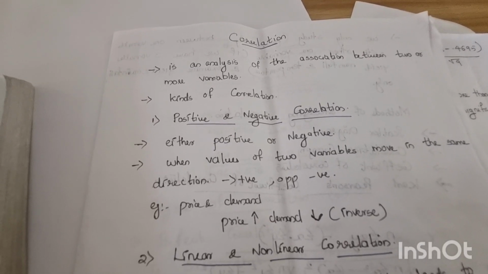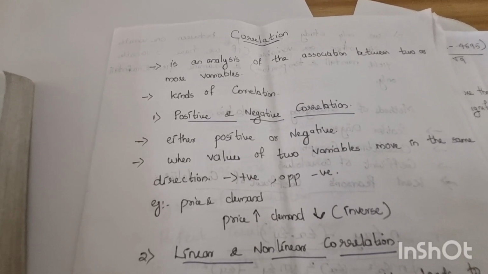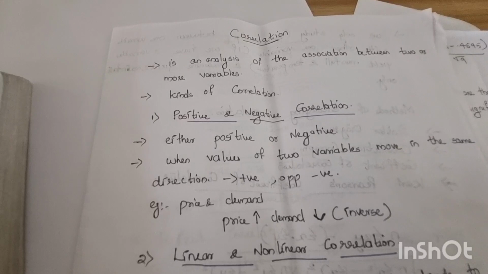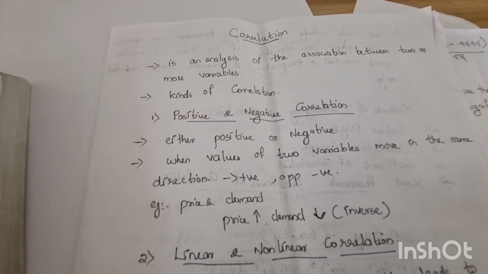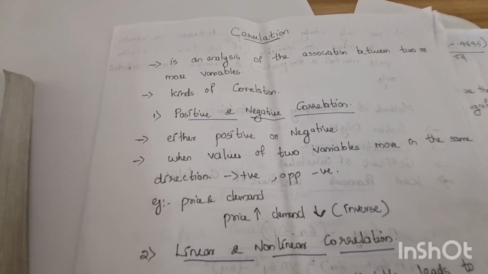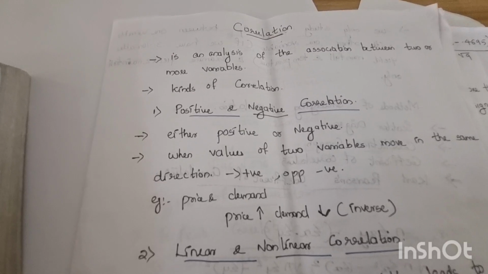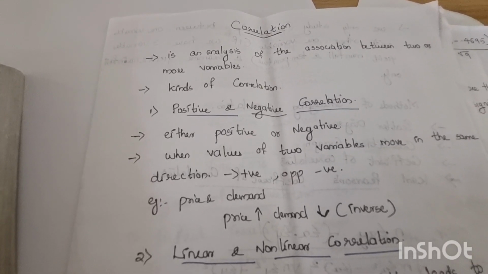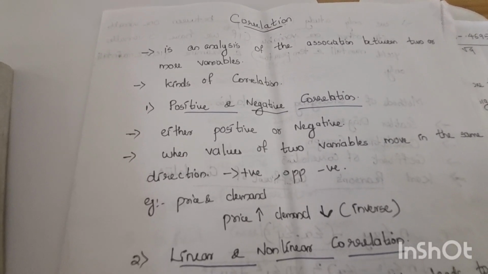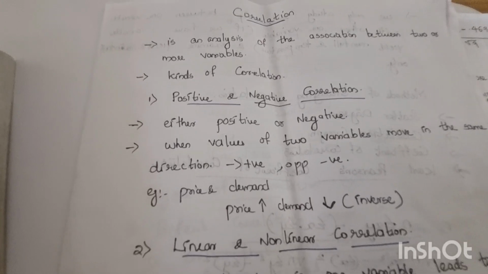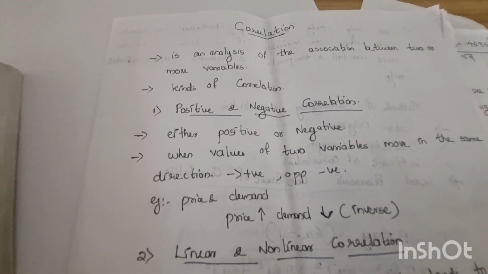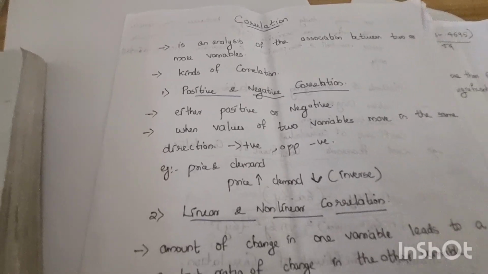For example, we can take price and supply. When price increases, supply also increases. When price decreases, supply also decreases. But there is an inverse relationship between price and demand. That is, when price increases, demand decreases. That is an inverse relationship. So this is the positive and negative correlation.